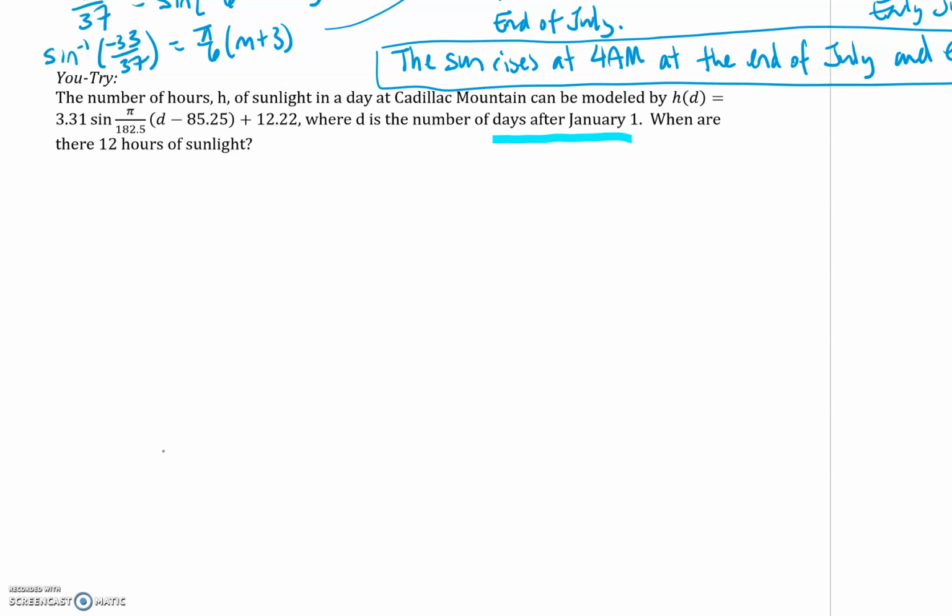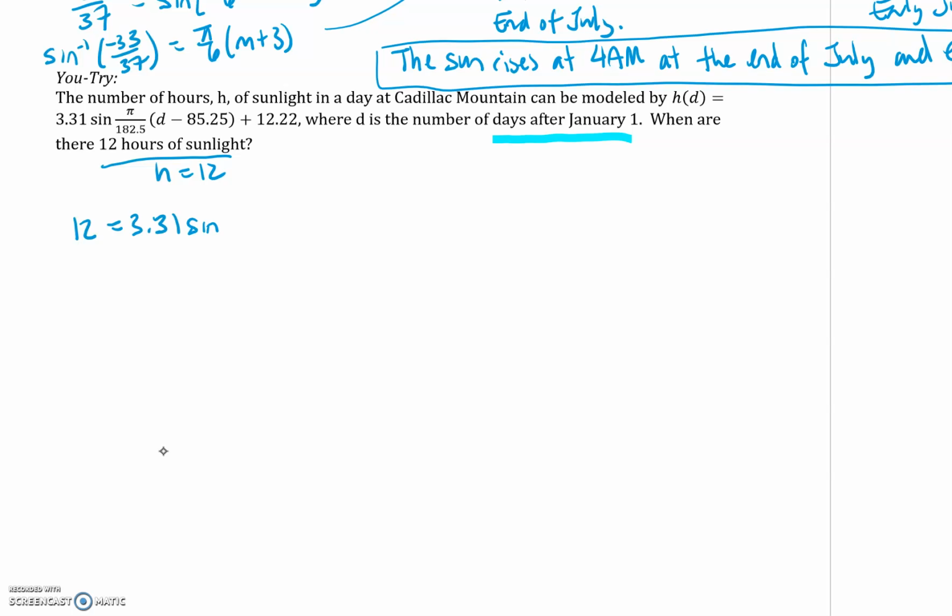We're looking at a model now that tells us the number of hours of sunlight in a day at this mountain. And we know that there are 12 hours of sunlight. So hours of sunlight is represented by H. So H equals 12. So then when I look at my model, h of d equals 3.31 sine of all that stuff, I'm basically substituting in 12 for h. And then I want to solve this just like we did before.